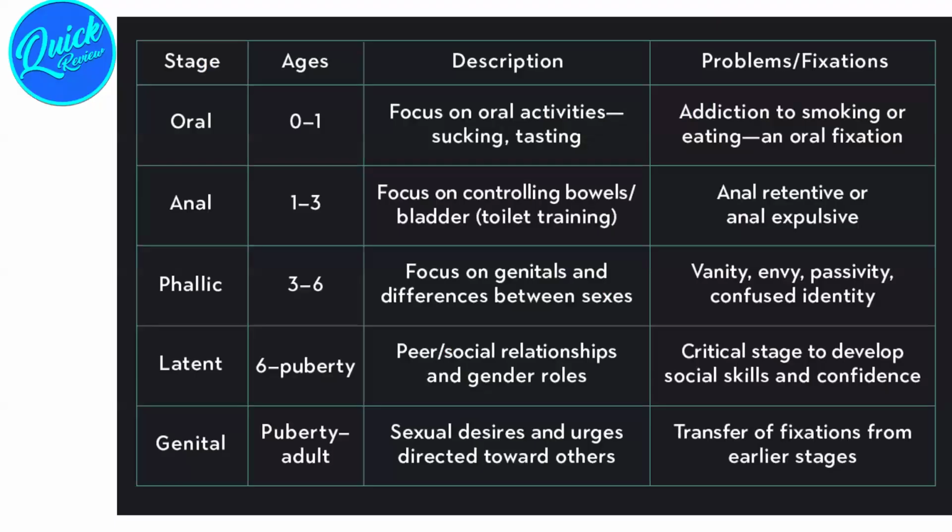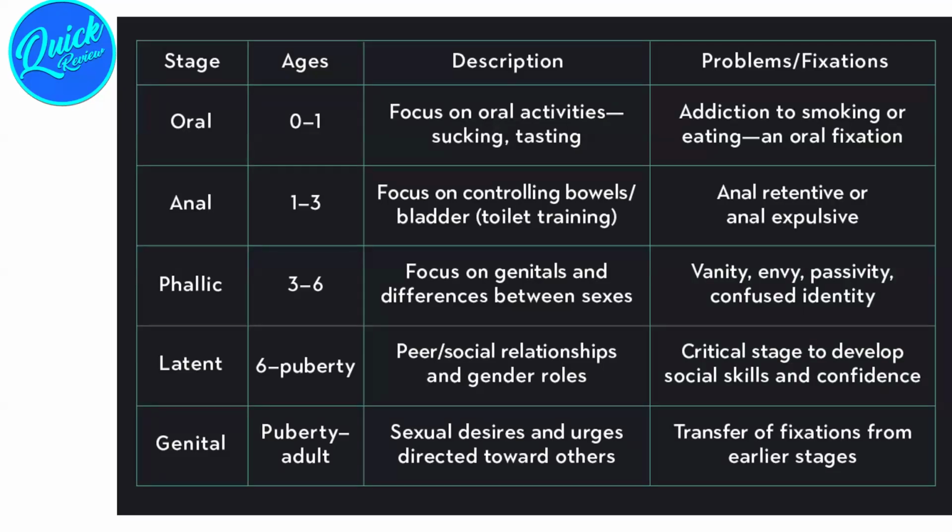Then we have our fourth stage, that is latent. The age is 6 to puberty. Here, all the sexual desires, libido, and everything are gone in this stage, and the child is focused on peer relationships, as in gender roles. This is a very critical stage for the social development and confidence of a child. The child is interacting with their peers, making connections and trying to put himself in society. That is what he's learning here.